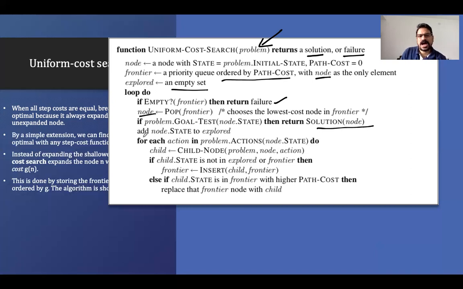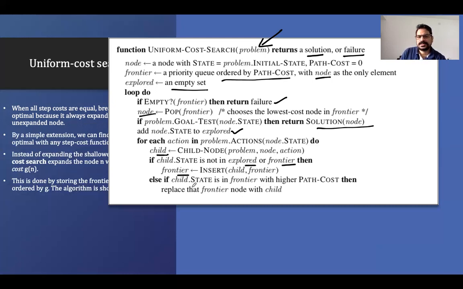Otherwise, I'll add that particular node into the explored list because it has already been explored. And in the exploration process, whatever actions I have, I apply them in that state one by one. If I get into the next state, I take that particular next state as a child state. And if this child state is not in the explored list, or not in the frontier list, I'll add that particular child into the frontier list.